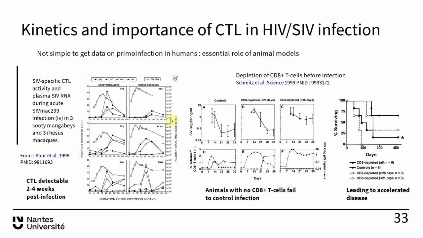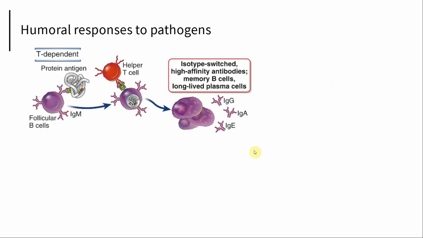Okay, so that's CD4 and CD8 T cells, and now we're looking at the last thing I want to talk about, which is the humoral response. So antibodies. Most antibody responses to pathogens are T cell dependent, so they are developed in the B cell follicles of secondary lymphoid organs. They're dependent on help from CD4 positive T cells.